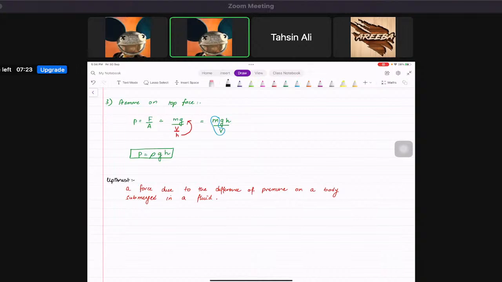However, upthrust basically comes from a principle called Archimedes' principle. Archimedes' principle basically states that upthrust is equal to the weight of the fluid displaced. Right now you might not understand what I mean, but soon you will. So just hang on tight. Please write it down.